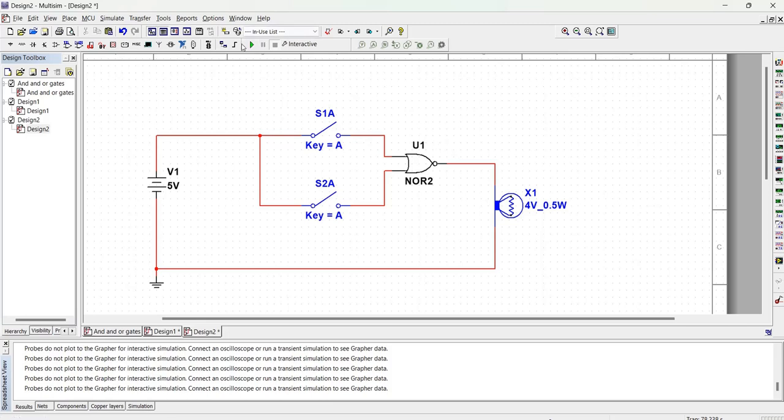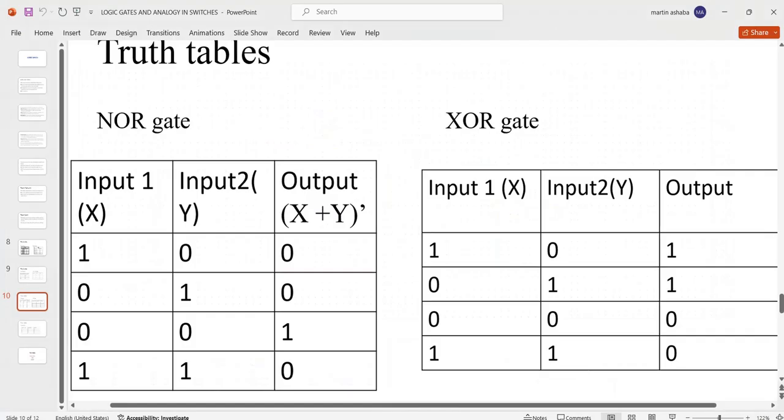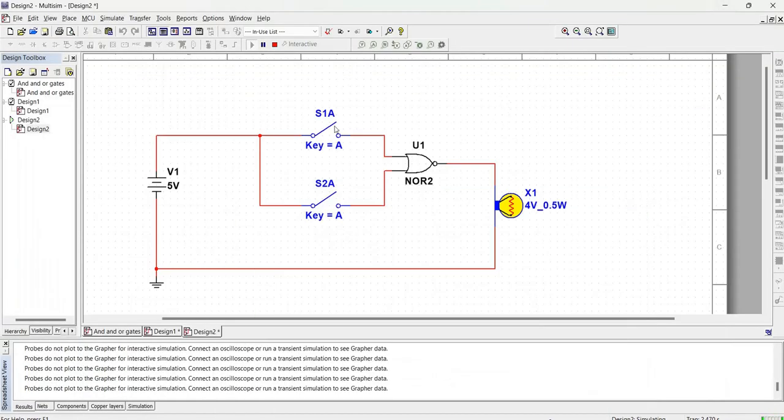Now, let's run this circuit and we see when all the inputs are low, the output is high. You can see all the inputs are low, the output is high. And when any of the inputs is high, the output is low. So let's go and verify that one also. Any input is low and the other one is high, we get a low output. Then any input being high and the other one being low, the output is low.